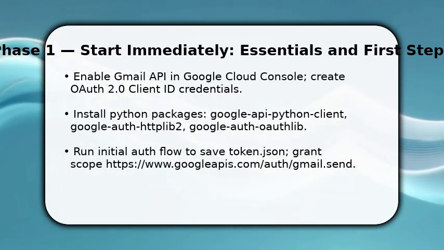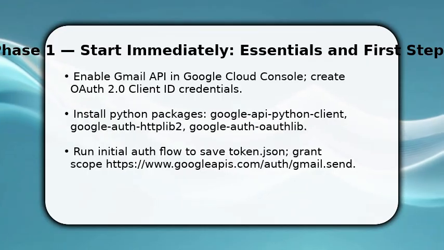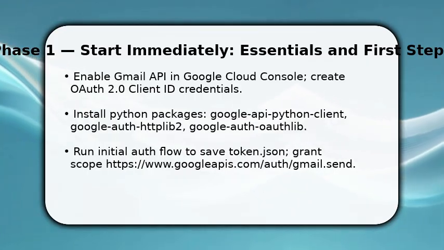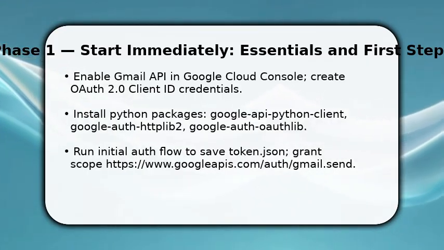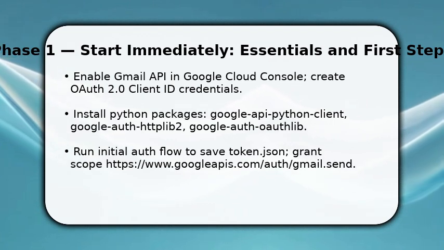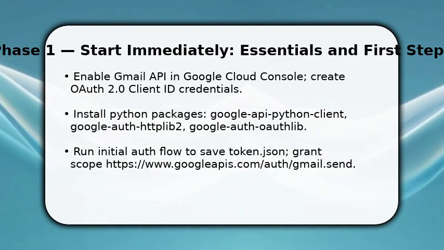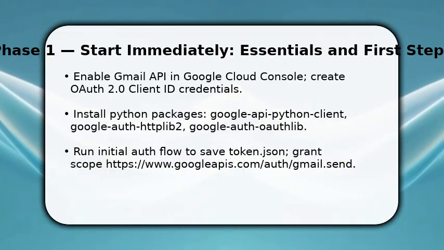Then run the first authorization flow to generate token.json. Make sure you request the Gmail send scope so you can send messages. This gives you the client secret and refresh capability, essential for automated scripts that must act on your behalf.